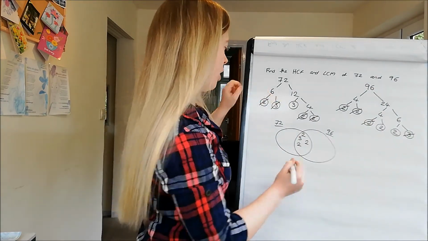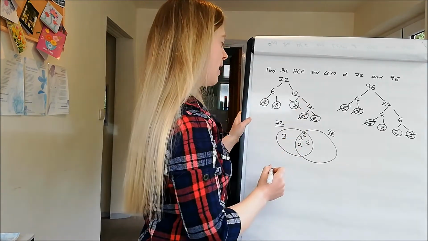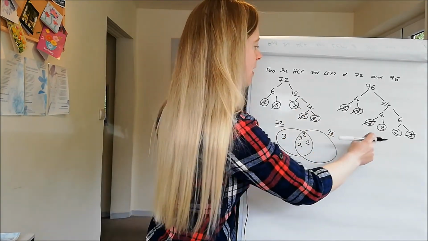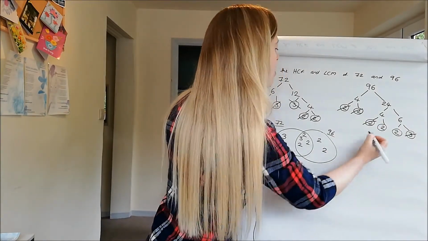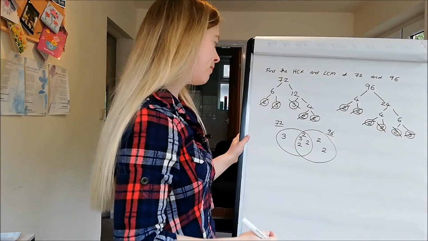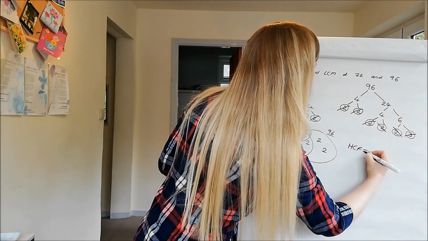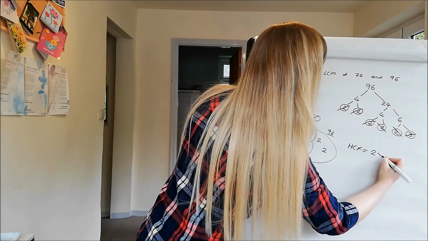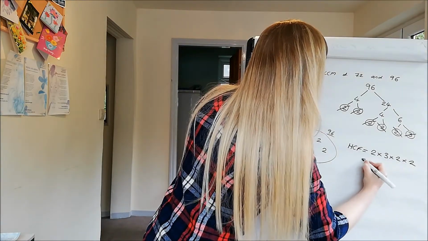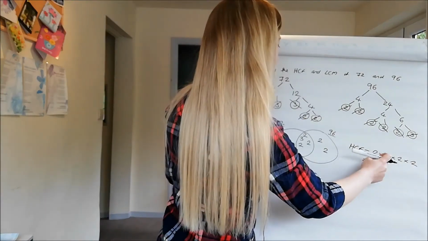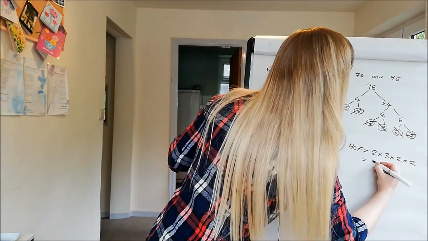Then 72 has a 3. That 96 didn't have, so I'll cross that off. And 96 has 2 extra 2s that 72 hasn't got, so I'll put those there and cross those off. Then my highest common factor is the middle, so 2 times 3 times 2 times 2, which is 2 times 3 is 6, times 2 is 12, times 2 again is 24.